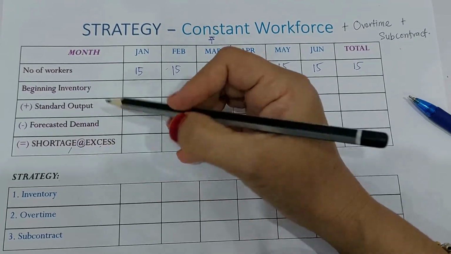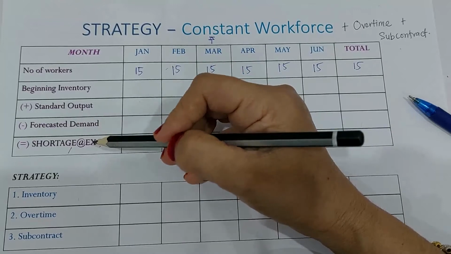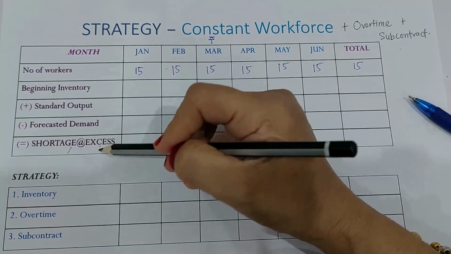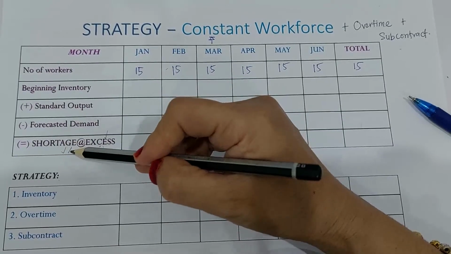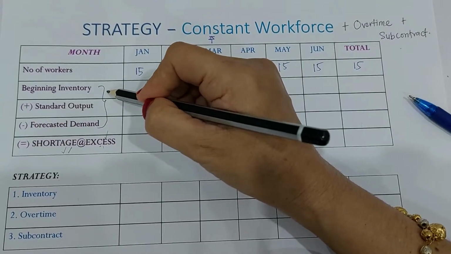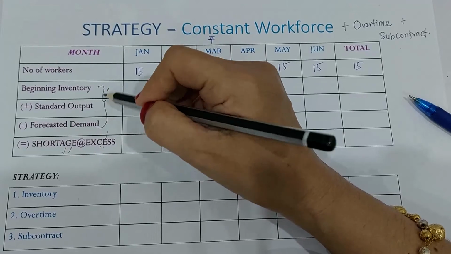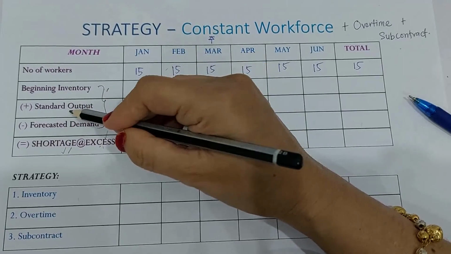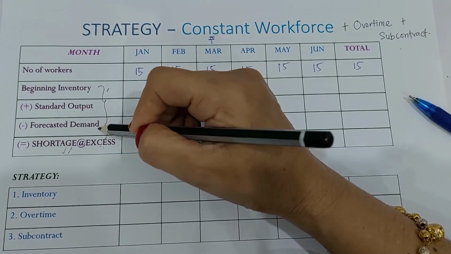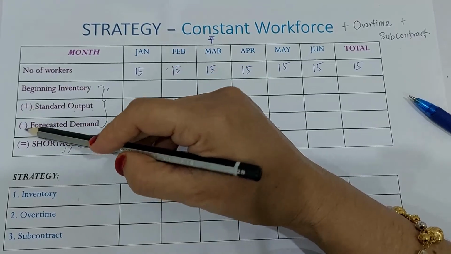Shortage or excess. Shortage and excess here means whether what the company produces has a surplus or a shortfall. Excess means surplus. Shortage means shortfall. So we need to work by using these three items. First is beginning inventory. Where to get the beginning inventory, it will be given in the question. It can be in the additional information or in any of the sentences. We just take these three items and work on these three. Beginning inventory, we add with the standard output, we minus off the forecasted demand, then we will get the shortage and excess. So the formulas have been given here: add, minus, equal to.